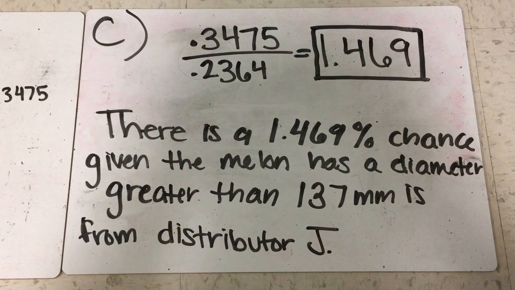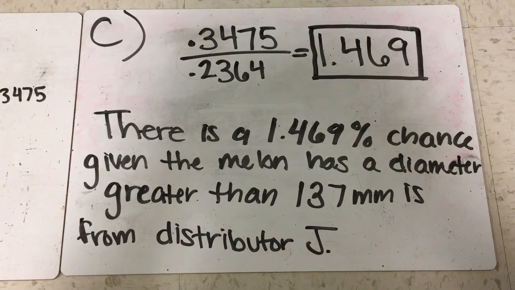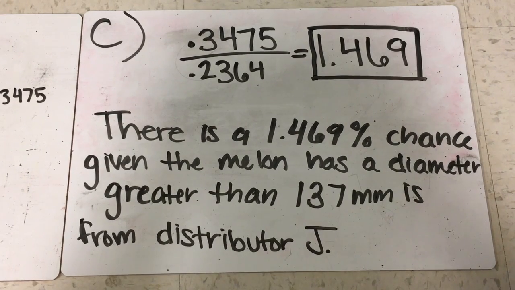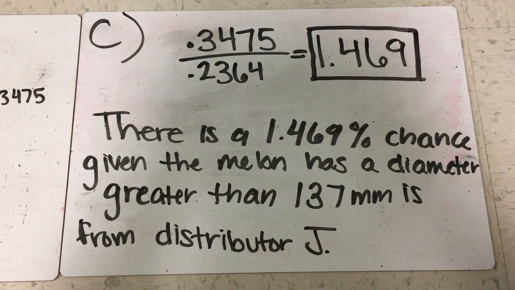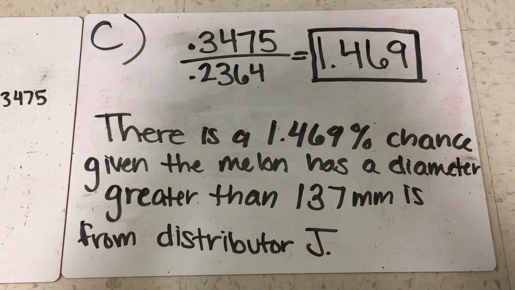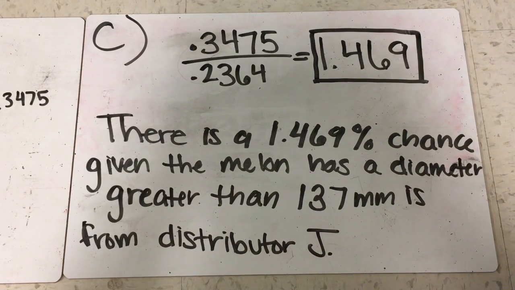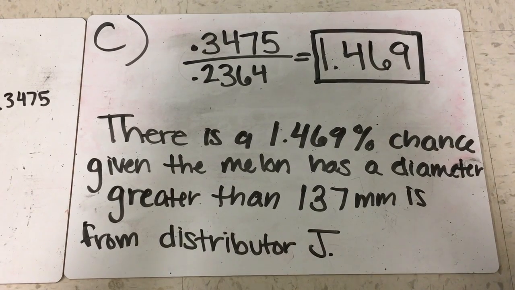Given that a melon selected at random from the grocery store has a diameter greater than 137 millimeters, what is the probability that the melon will be from distributor J? Divide the probability calculated from part B by the probability of getting a melon with a diameter below 137 millimeters from distributor J. You should get 1.469, meaning there is a 1.469% chance, given the melon has a diameter greater than 137 millimeters, that it is from distributor J.